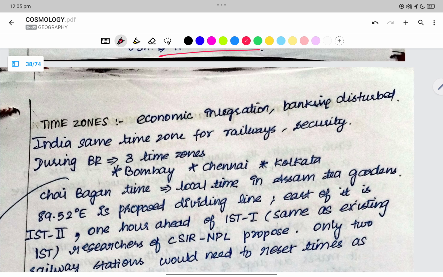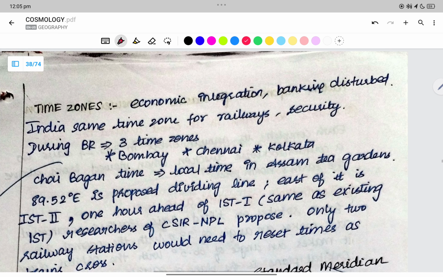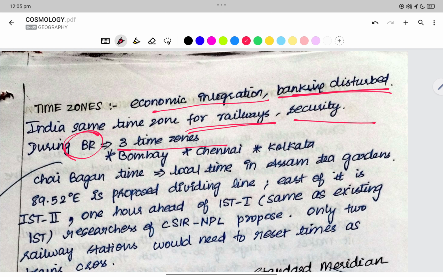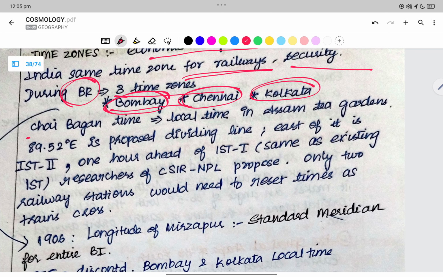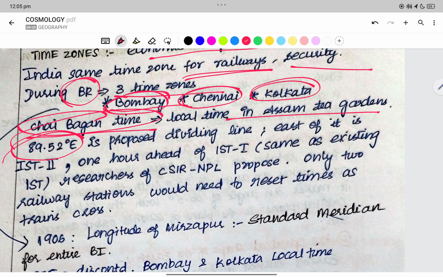USA is having 11 time zones. For economic integration, banking must not be disrupted. Railways, security. During the British rule, we had 3 time zones: Bombay, Chennai, Kolkata. Chai Bagan time: the local time in the Assam tea gardens is what we call Chai Bagan time.